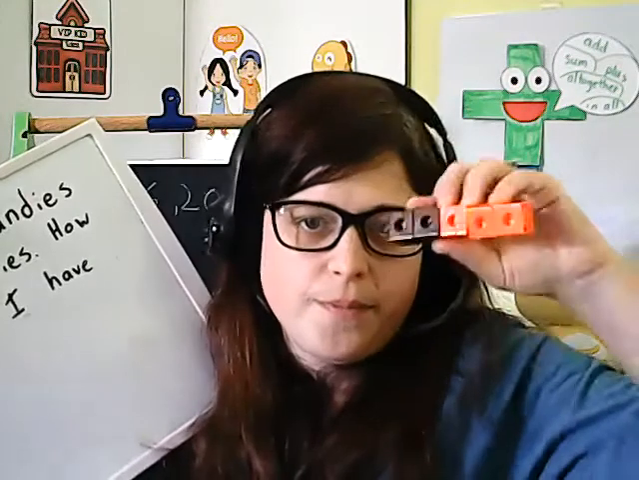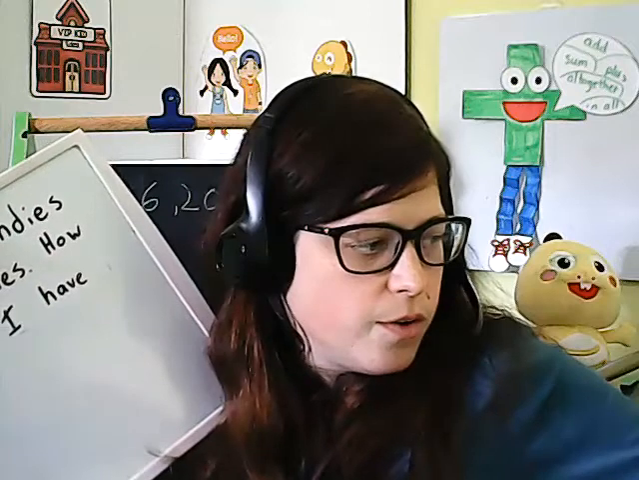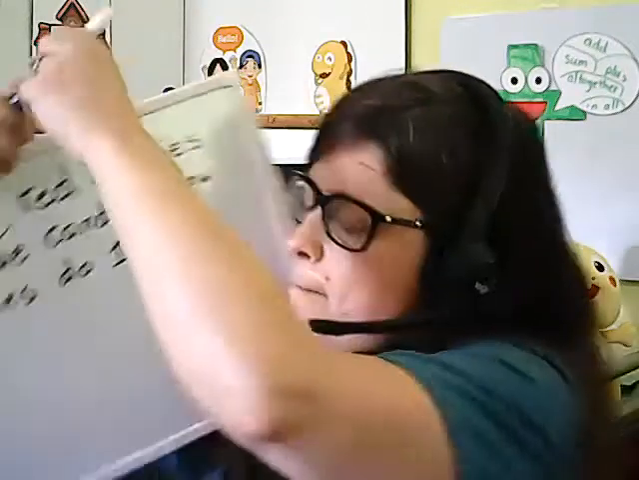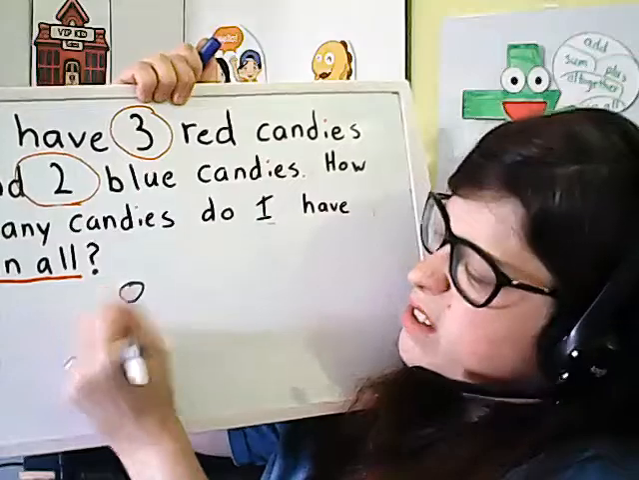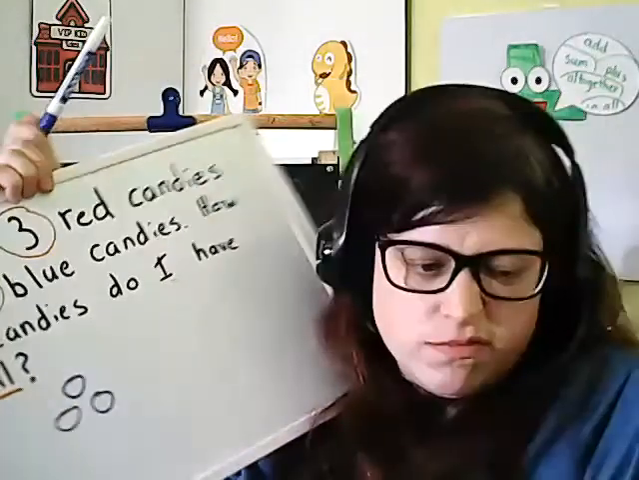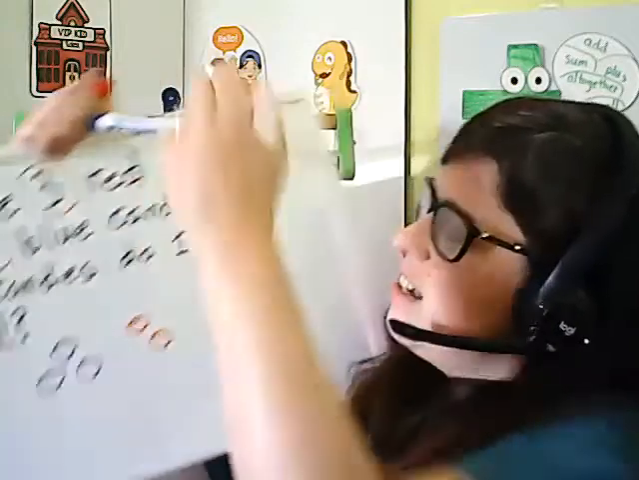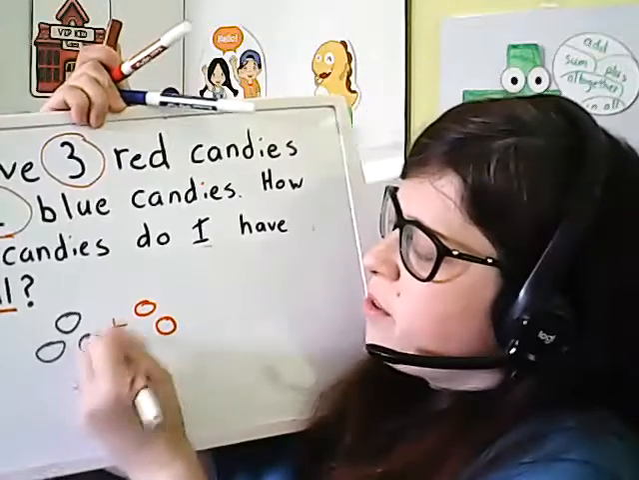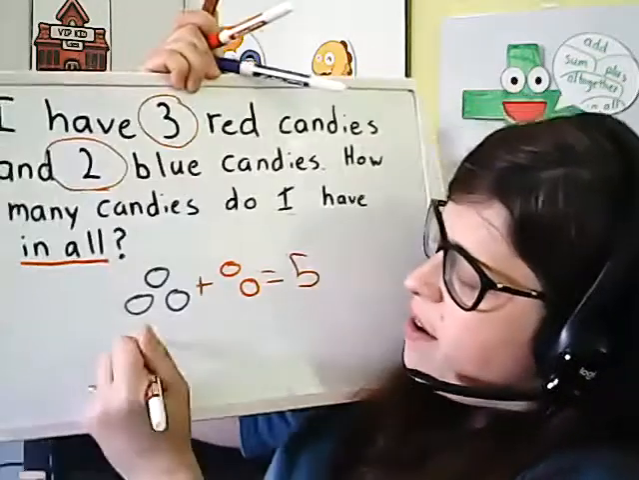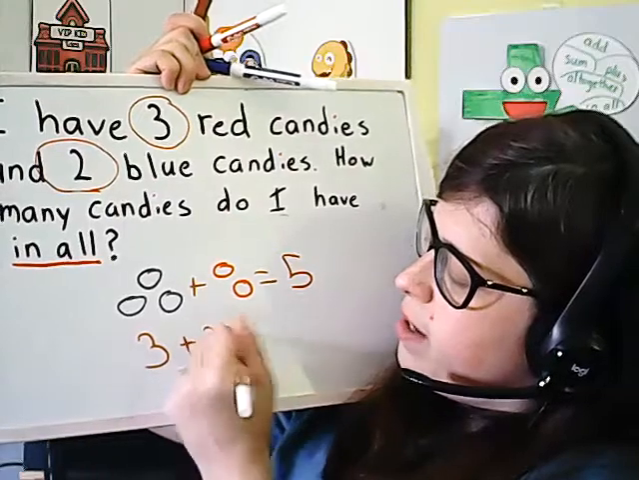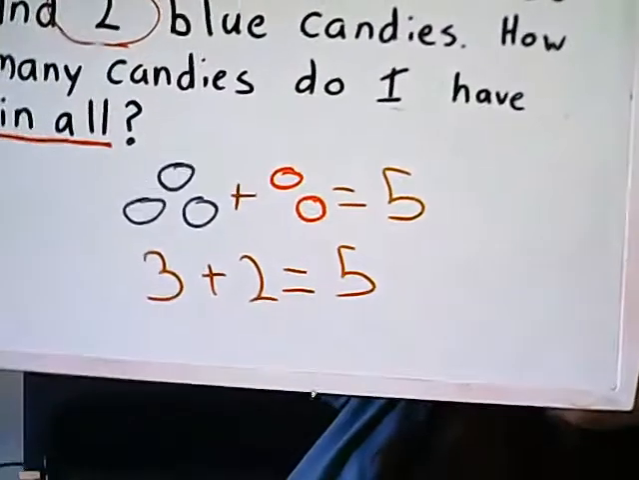You could do 3 and 2 with your cubes. 3 and 2, even circles. You don't even have to draw the candies out. You can just draw 3 circles and 2 circles and join those 2 groups together to make 5. 3 and 2 equals 5. Very nice.